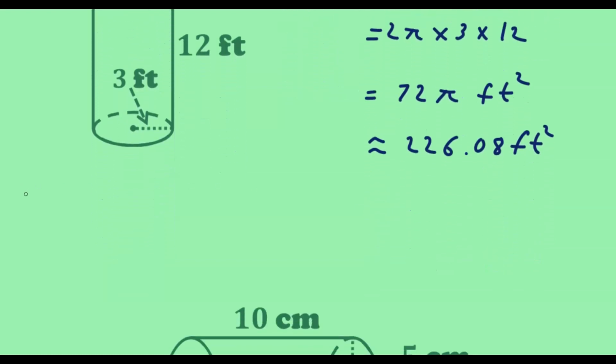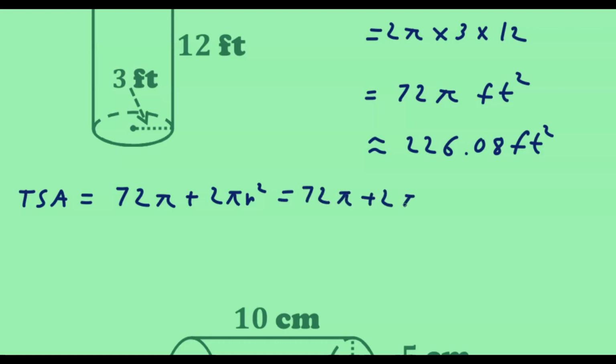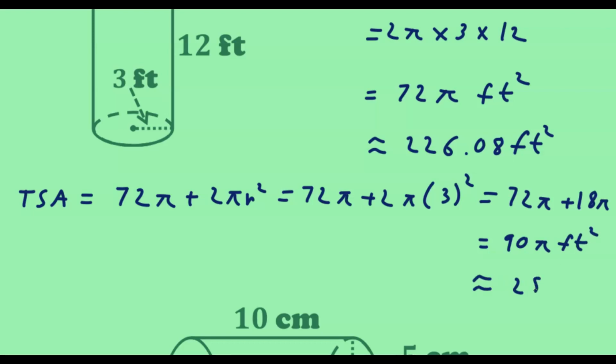And next, let us determine the total surface area. That will be the lateral surface area, which is 72 pi, plus 2 pi r squared. So we have 72 pi plus 2 pi times the square of the radius, which is 3. So we have 72 pi plus 2 times 3 squared pi. So that's 2 times 9. So we have 18 pi. And 72 pi plus 18 pi is equal to 90 pi. So we have 90 pi feet squared. And this is approximately equal to 282.6 feet squared if we consider the approximate value of pi, which is 3.14. So this is the required total surface area.